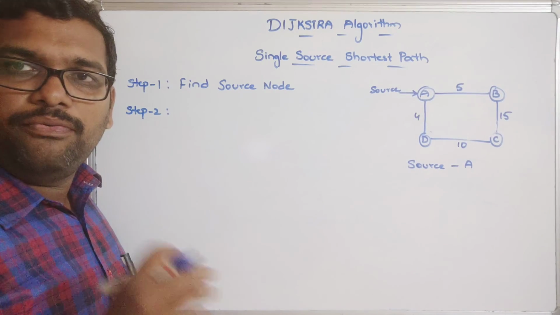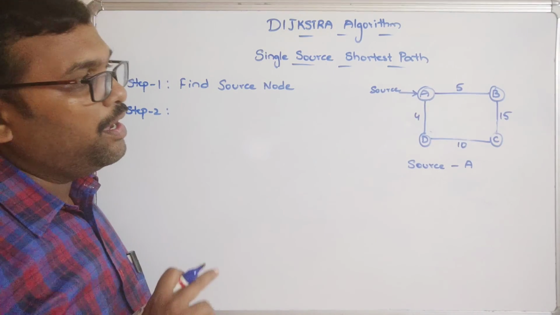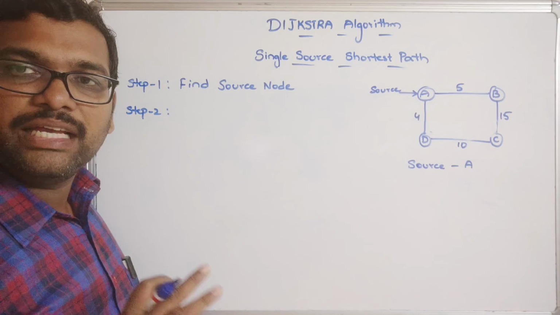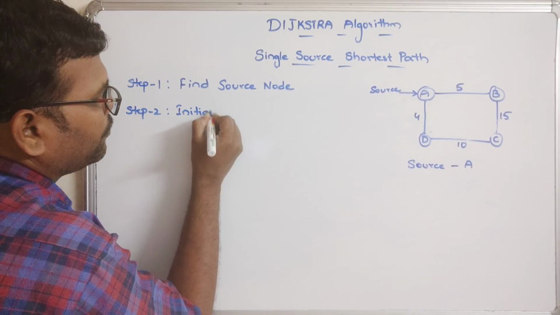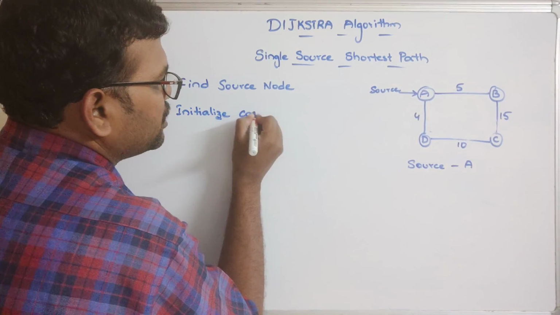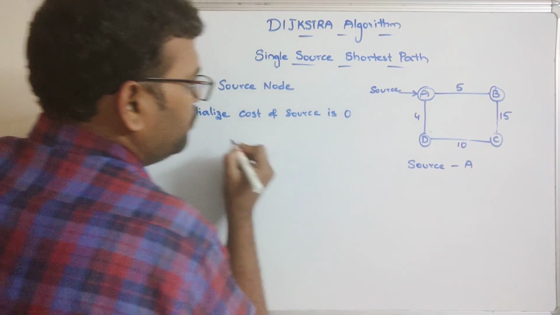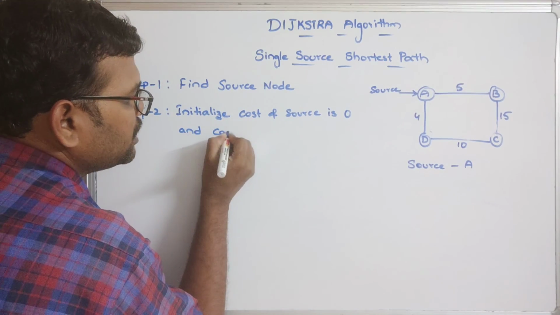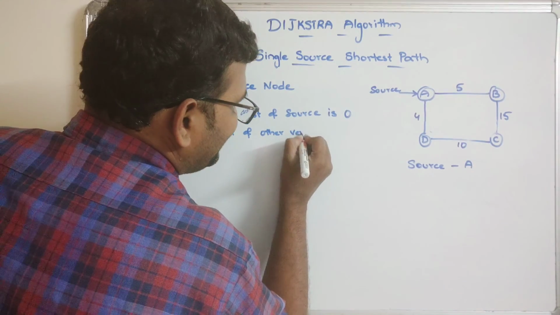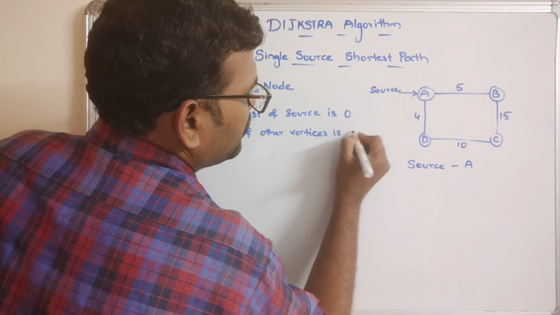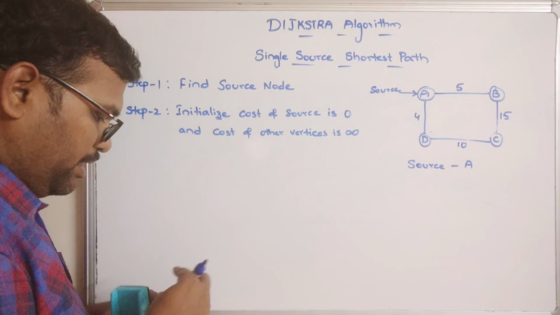Initialize the weight, or the cost, of A. That means the cost of the source is 0 and the cost of all other nodes or vertices is infinite. So I'll give the weights here itself.